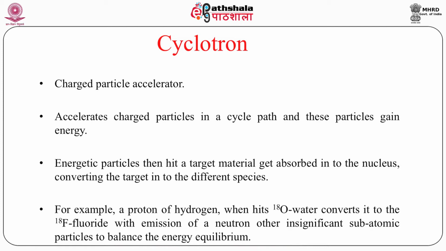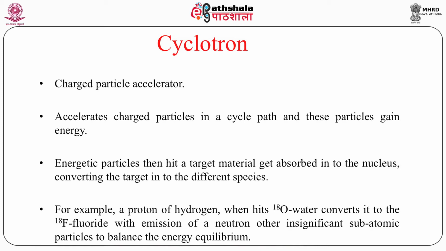What type of charged particle? Either proton or deuteron, because they have positive charges, so they can be accelerated. Accelerated charged particles move in a circular path and these particles gain energy. So, accelerator itself means you are going to give acceleration to the charged particle. Now, when energetic particles hit a target material and get absorbed into a nucleus, the target is converted into a different species. That is the way we get a positron emitter.